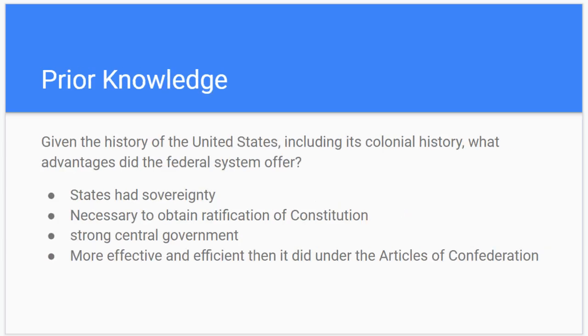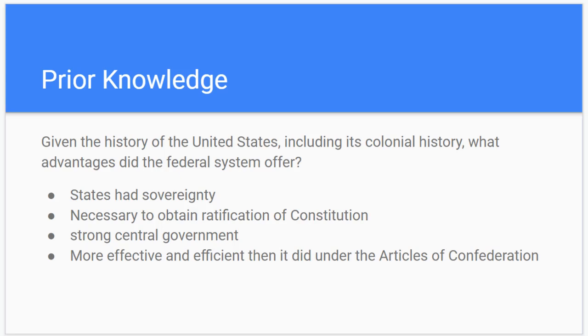So as we go on in prior knowledge, I want you to think back to the history of the United States, including back to the colonial history. What advantages did the federal system offer? Well, first of all, the states had sovereignty. They had popular sovereignty. They had the ability to rule and dictate themselves.